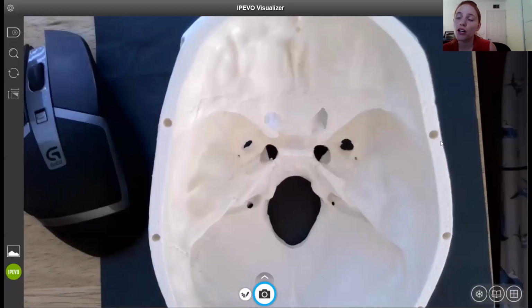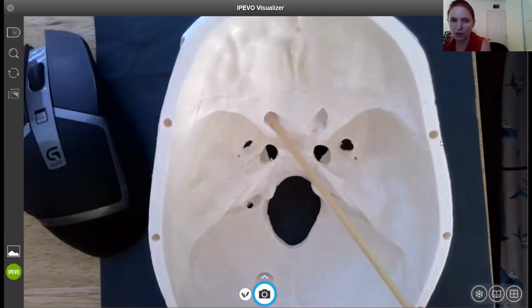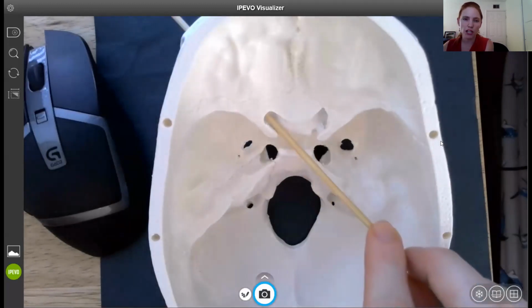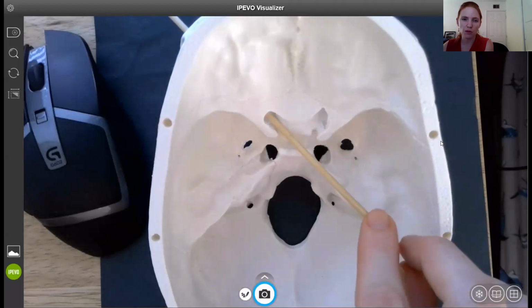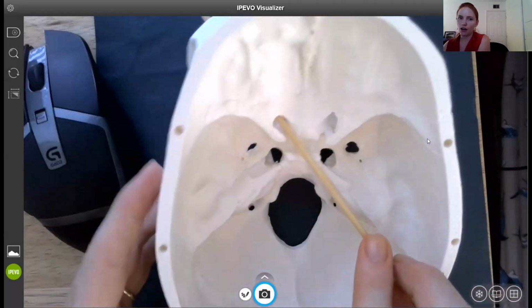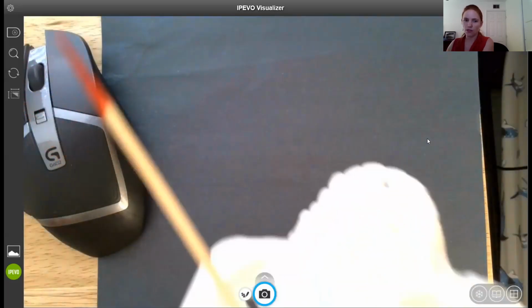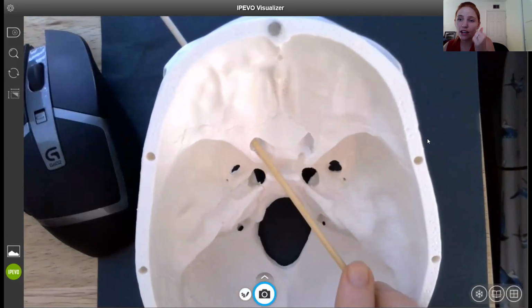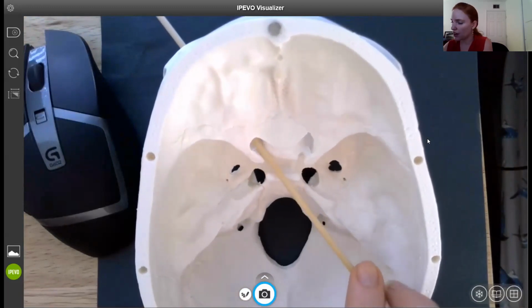Okay, so now what I want to do is look at these a little bit closer, and I want to show you what it would look like in a 3D object. So this first one here, on the sphenoid bone, is the optic canal, and we can also see the optic canal looking inside the orbit of the eye. It's the super round one in there.